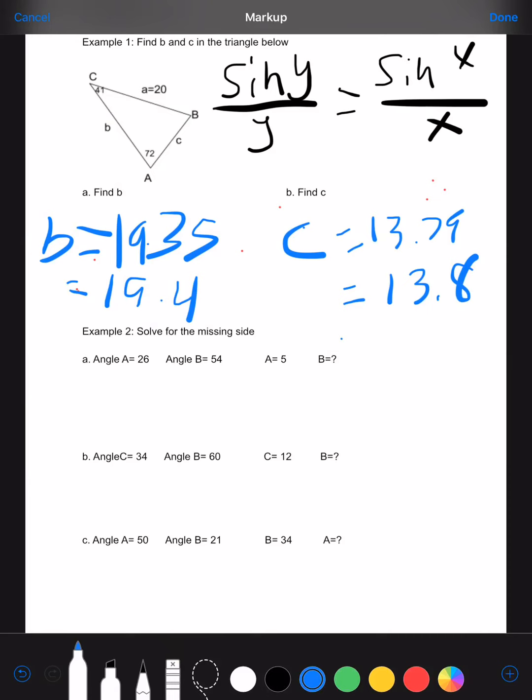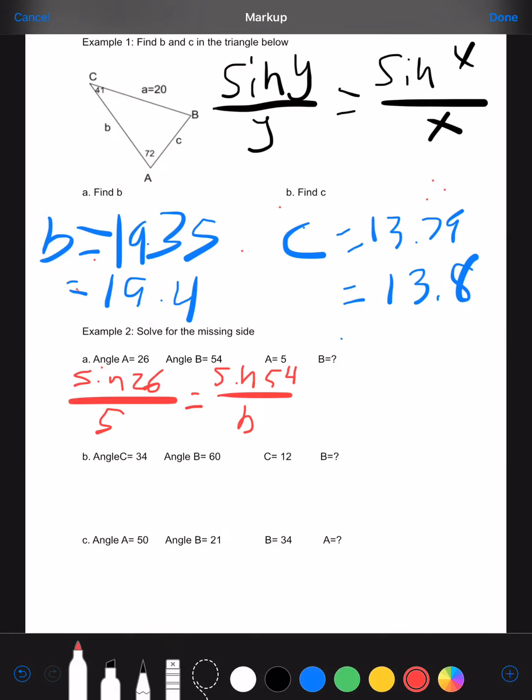In this case, we're only looking for one thing, like it's asking for one thing. So that's all you got to do. But, yeah. So sine 26 over 5 is equal to sine 54 over B. Now we're going to cross multiply and solve. That should not be a capital B. That should be a lowercase b. I'm going to cross multiply and solve.